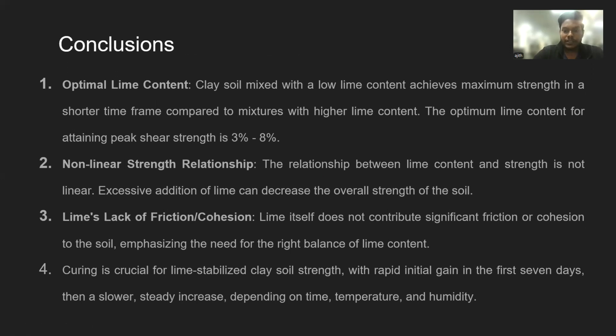Clay soils mixed with low lime content tend to reach maximum strength faster than mixtures with higher lime content. Generally, the optimal lime content to achieve peak shear strength is between 3 and 8%. However, the relationship between lime content and strength is non-linear. Adding too much lime can actually decrease the soil's overall strength. The non-linear pattern suggests that while lime helps stabilize soil, it does not contribute a significant factor of cohesion on its own, making it crucial to find the right balance.